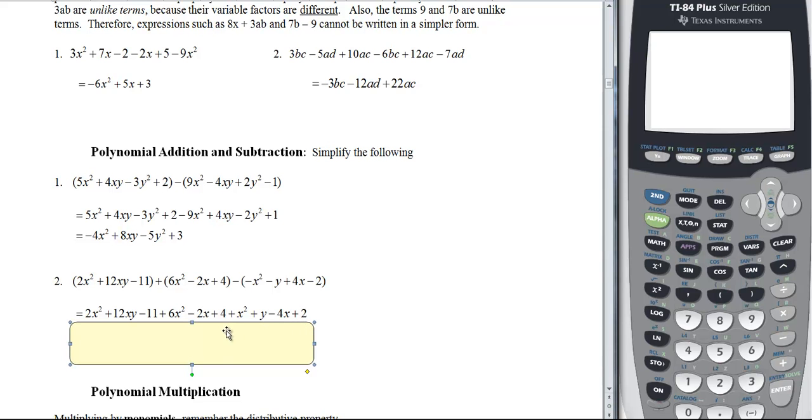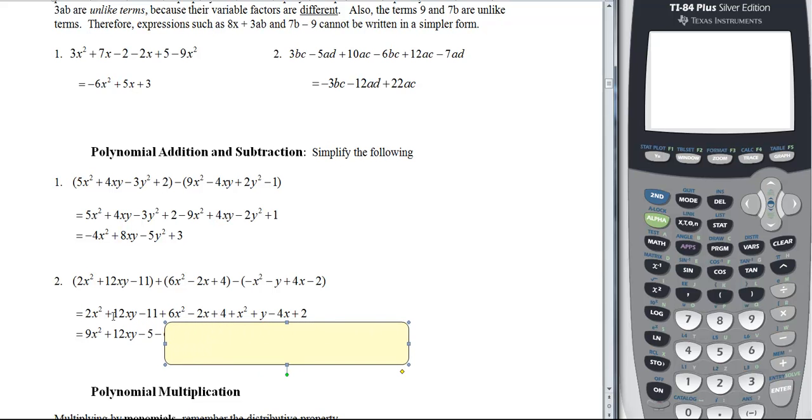And combine like terms. I see a 2x squared plus 6x squared plus x squared. That'll give me a plus 9x squared. Remember, if you do not see a coefficient, it's understood to be a 1 there. Next term I have to play with is an xy. I see no other xy's, so I just have a plus 12xy. I've got negative 11 plus 4 plus 2, so that would give me, what, a negative 5, I believe.